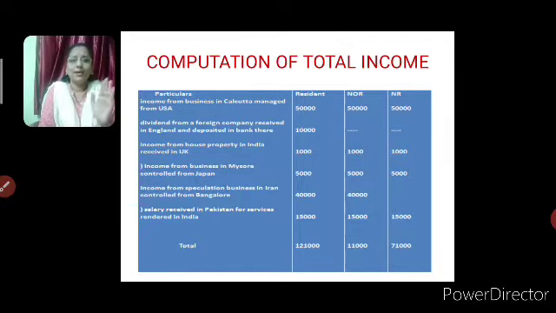I hope you have understood each and every point explained very neatly, that is how we have to tax for the resident, not ordinary resident and the non-resident. Okay. Next we shall see another problem.